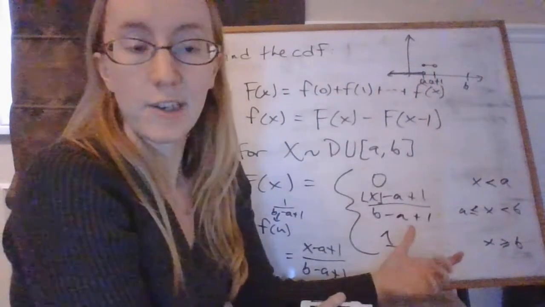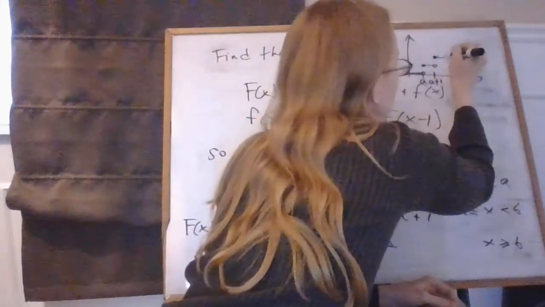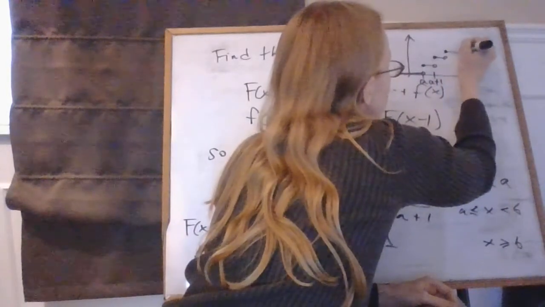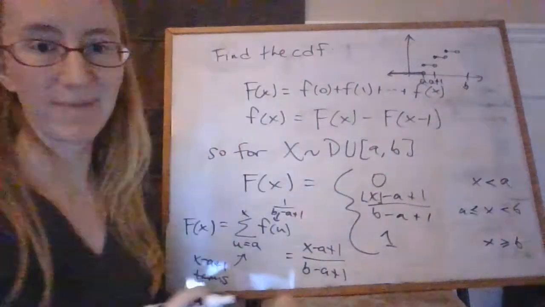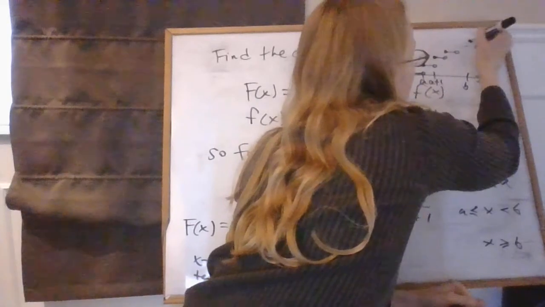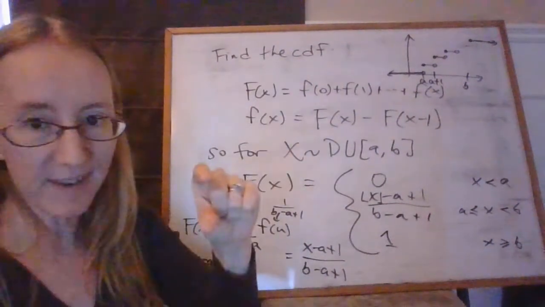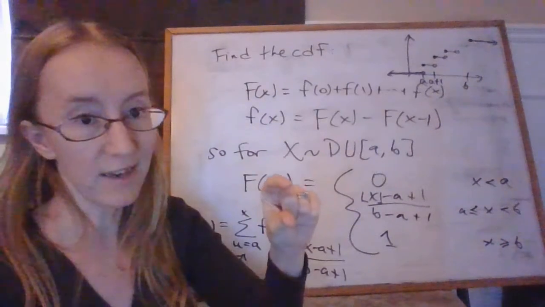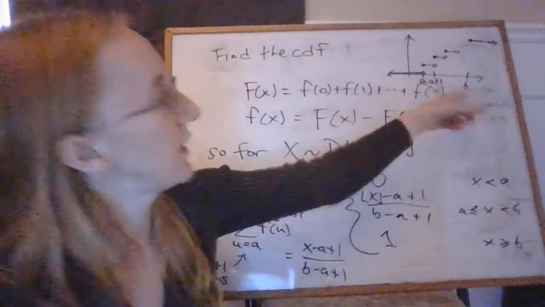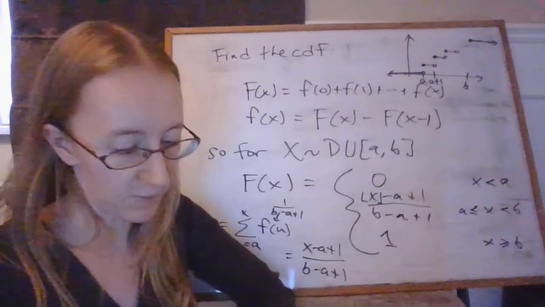And then it'll jump up again to 2 over B minus A plus 1. And then it'll be flat for 1 unit, and then it'll jump up again. So we end up with this beautiful, perfectly rising staircase. And then eventually, when we get to B, it'll equal 1, and then it'll stay there forever. So the function looks really nice. It's a nice little step function where all the jumps are of size 1 over B minus A plus 1, and all of these widths are 1 unit as well. So that is the discrete uniform random variable.